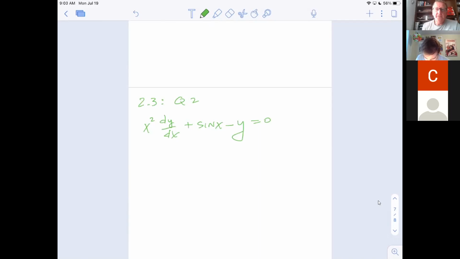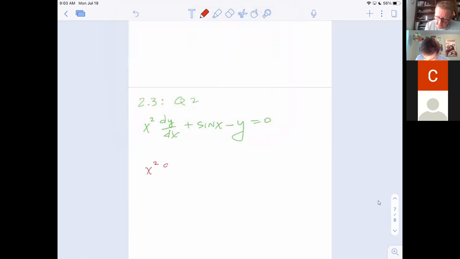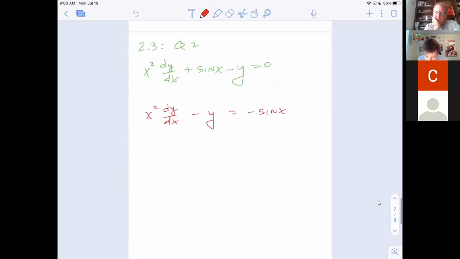What you should think is I need the dy/dx and the y terms on one side and the non-y terms on the other side. That should be your logic. So you should say, okay, cool. X squared dy/dx, there's the derivative, and then there's the y term, but I really don't want that sine of x on this side. It's that function that's on the other side. I don't really care what's on that side. Does it start to look a little more like we've been trying to get these to look?